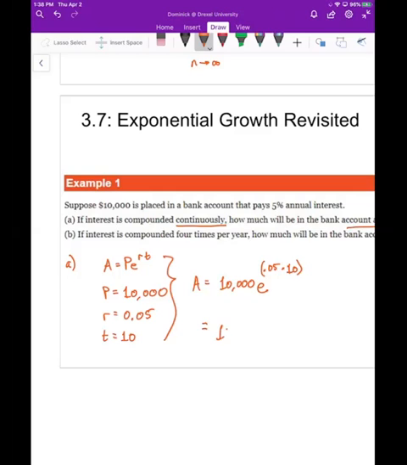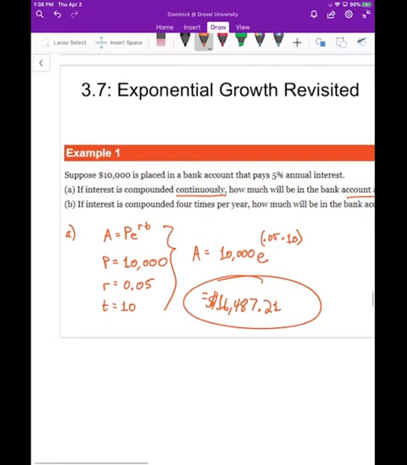If we do that, we get $16,487.21. And we're talking money, so we can round it to 2 decimal places. Okay, so that's what happens for continuous compound interest for 10 years.